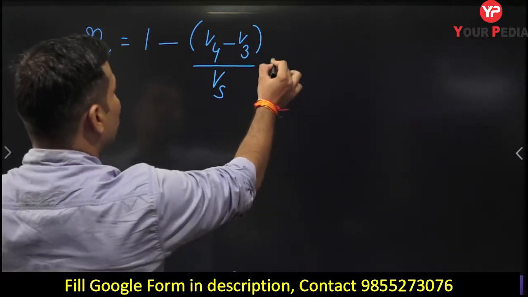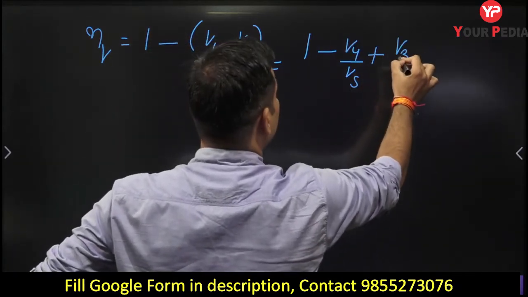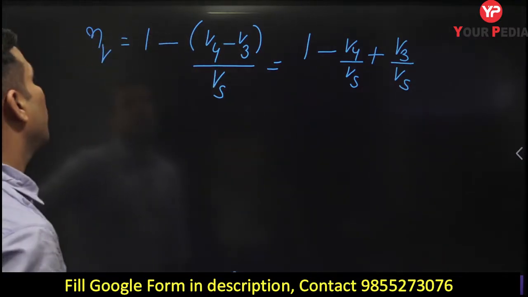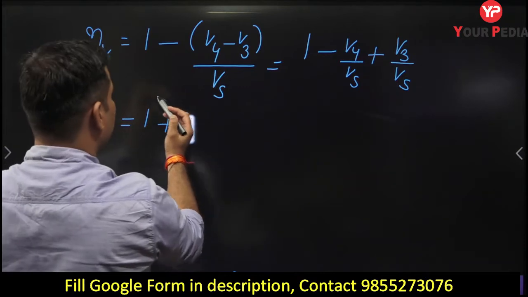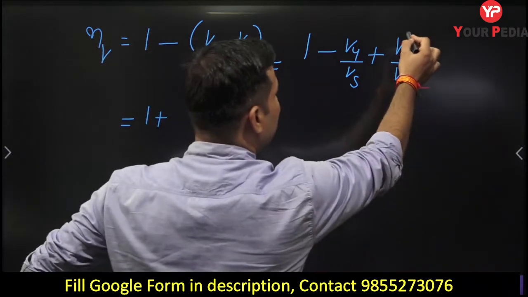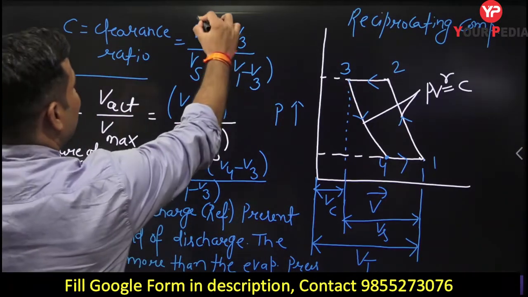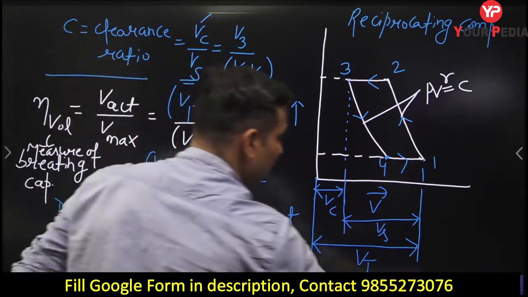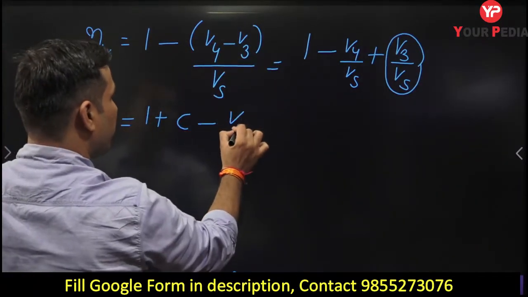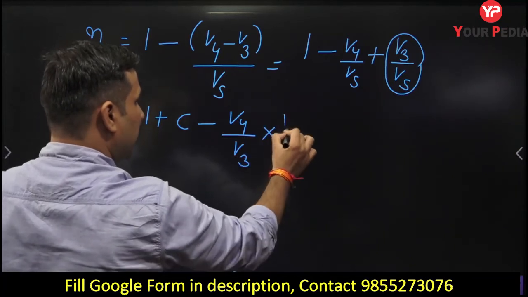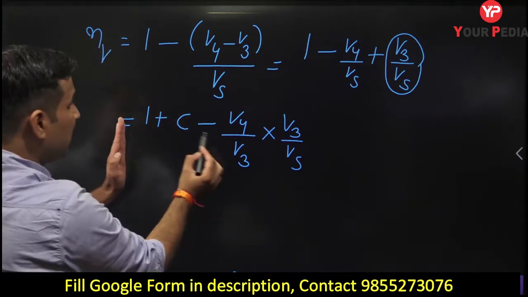Okay. So further if you will solve this, guys, so this will be 1 minus V4 by Vs plus V3 by Vs. Yes or no? So volumetric efficiency will be 1 plus, what is this V3 by Vs? I mentioned here, V3 is the clearance volume and Vs is the swept volume, so this is actually the clearance ratio. So I can write it as 1 plus C minus V4 by V3 into V3 by Vs. If I multiply by V3 and divide by V3, I can write it like this also. So 1 plus C minus V4 by Vs.